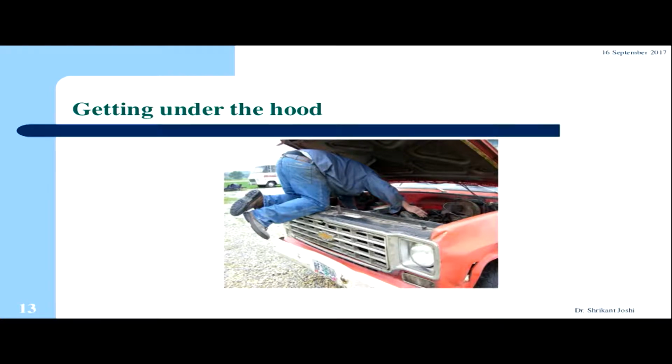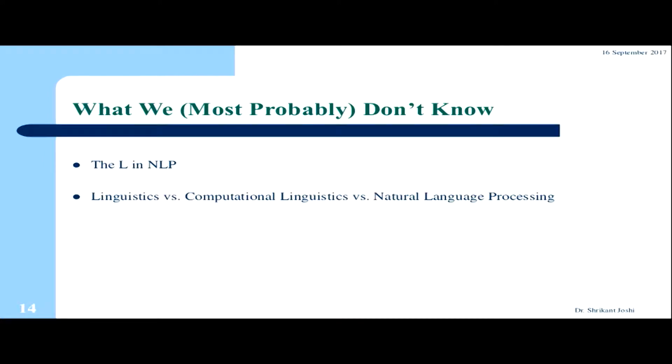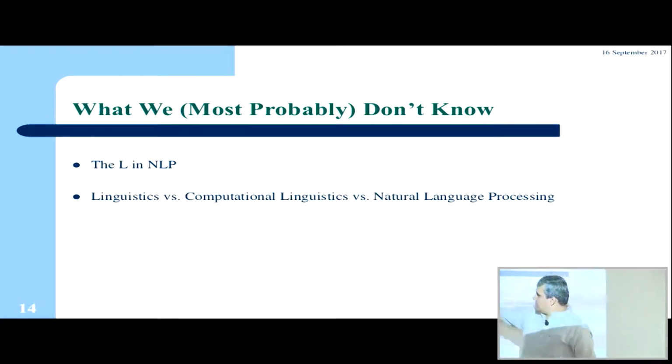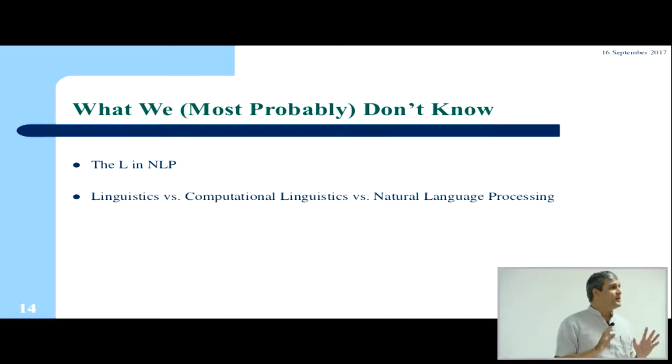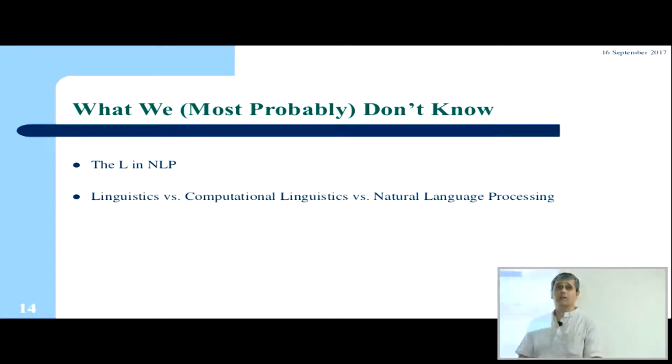So we are getting inside, under the hood. So we've talked about it a lot, and then again, what we most probably don't know in all these NLP applications that say that they process NLP and whatnot, the L is something that I doubt. That's why I put the words most probably don't know. Now this L is concerned with language, and the field of science or study that has language as a subject matter is called linguistics.